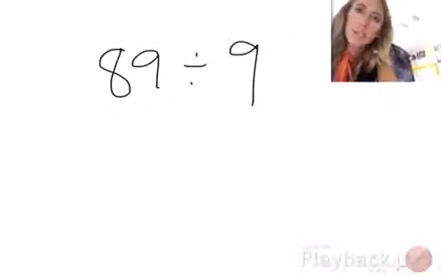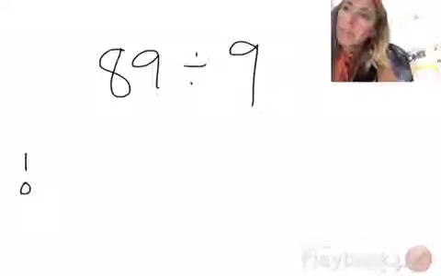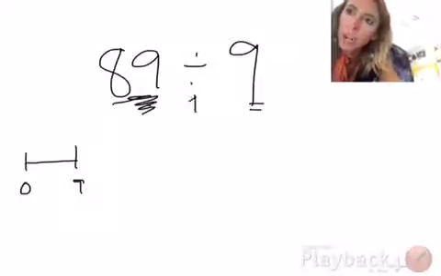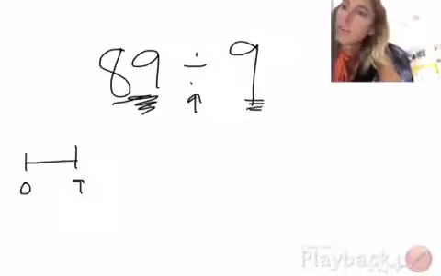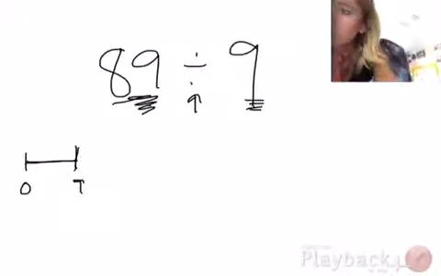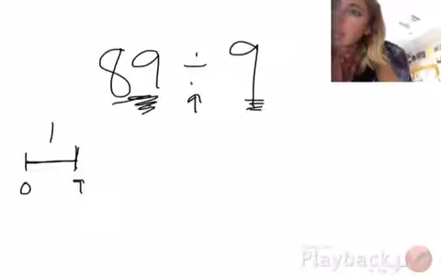So I'm going to take the number line route to make sense of the problem. I'm going to start at 0, and I'm going to go 9, because it tells me we're taking 89, and we're dividing it into groups of 9. So if I make each group worth 9, will I have any left over? So I have my first group right here.